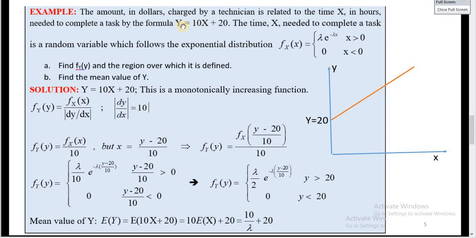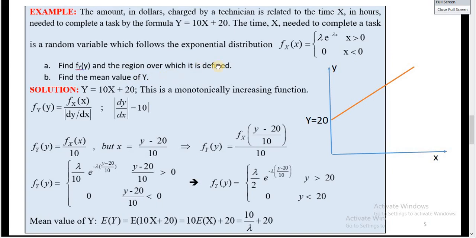Y is the transformed random variable, and the objective is to find f sub y of y and the region over which it is defined. So the first objective is to find the probability density function of the new random variable y, representing what the technician earns, and this is 10x plus 20. Part B, find the mean value of y.